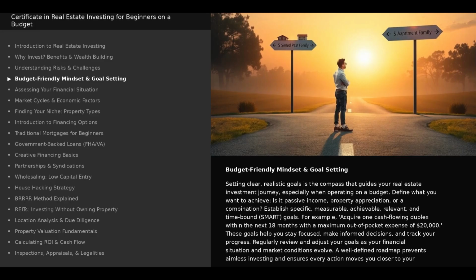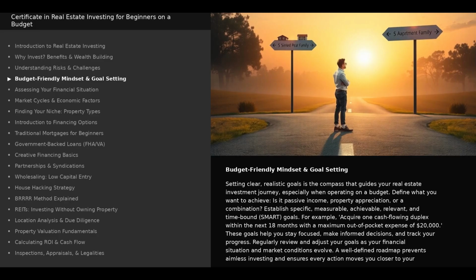Is it passive income, property appreciation, or a combination? Establish specific, measurable, achievable, relevant, and time-bound, SMART goals. For example, acquire one cash-flowing duplex within the next 18 months with a maximum out-of-pocket expense of $20,000. These goals help you stay focused, make informed decisions, and track your progress.